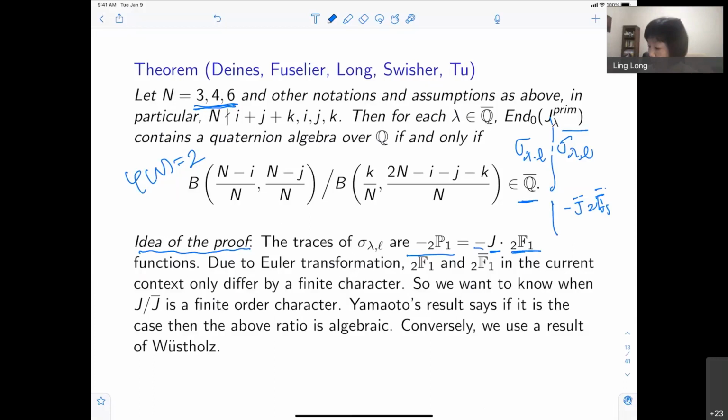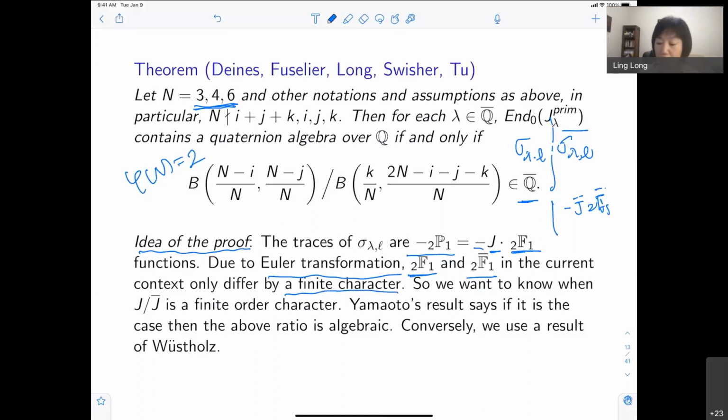So we compare them, and luckily for the 2F1 and 2F1 bar, because of the Euler transformation that I mentioned in both the finite field and the classical case, especially for the finite field case, we know they differ by a finite order character. So that means the most difficult part is that they agree up to a finite order character.